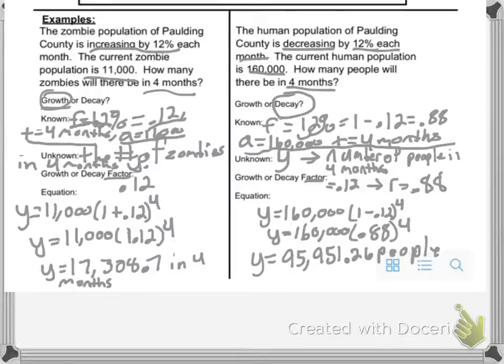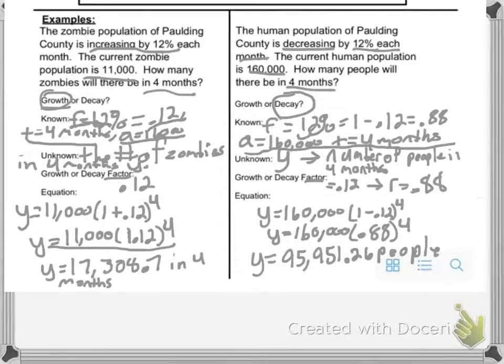Alright, our equation is y equals 11,000 times (1 plus 0.12) to the 4th power, and then I added those two, and I get our new equation. Put that in the calculator: 17,308.7 zombies in 4 months.